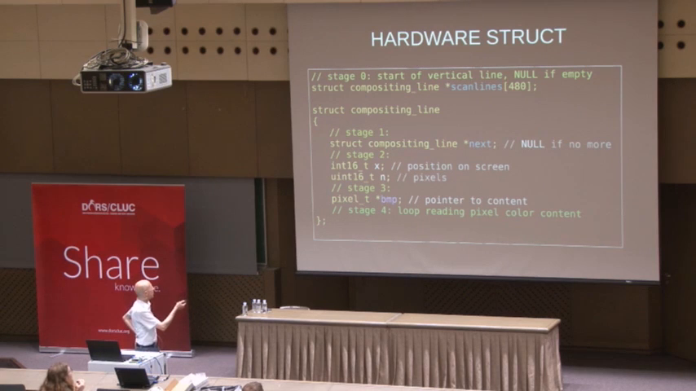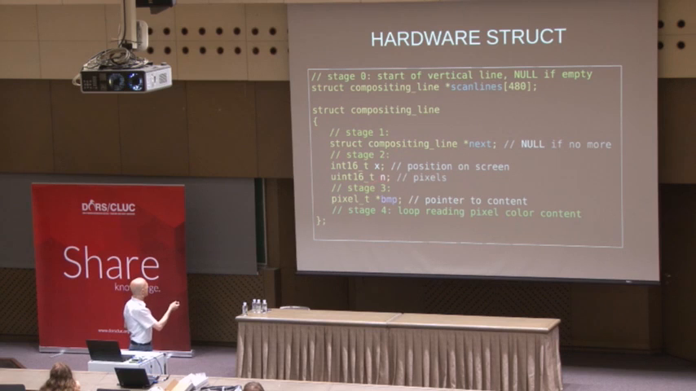In the first fetch, we see whether there is any content on the line. If it is not null, we have something to show. Then we go to stage 1. We fetch whether we have another content after this content. If this is null, this will be the last content shown. This is the exposition of the content, so horizontally, where to show this content and how many pixels it has.